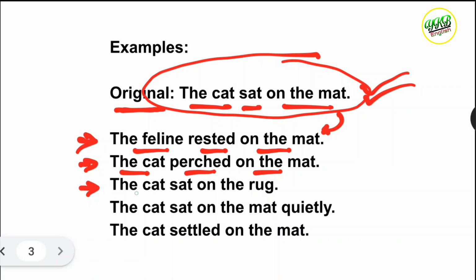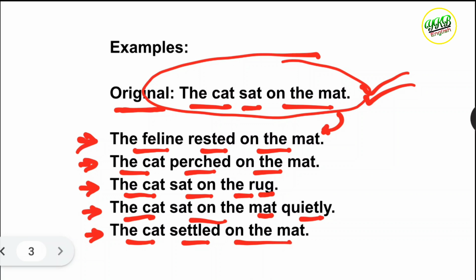The third sentence is: The cat sat on the rug. The fourth sentence is: The cat sat on the mat quietly. Next, the fifth sentence is: The cat settled on the mat. I hope you understand these 5 new sentences. Our original sentence is: The cat sat on the mat, and there are 5 other sentences.